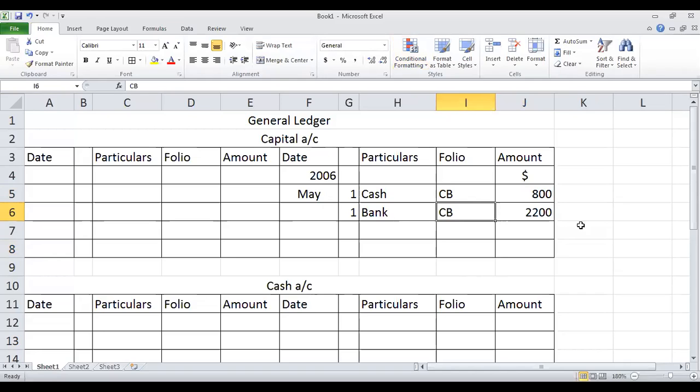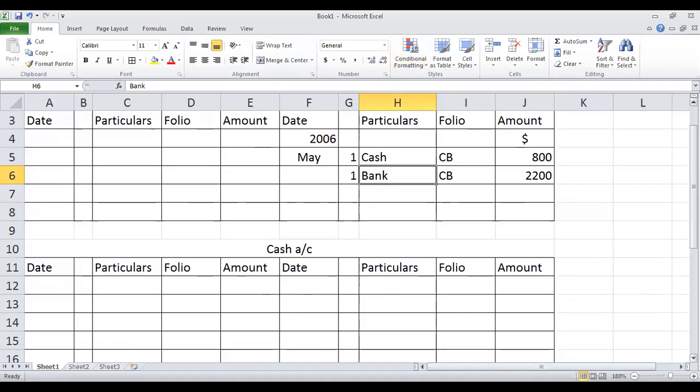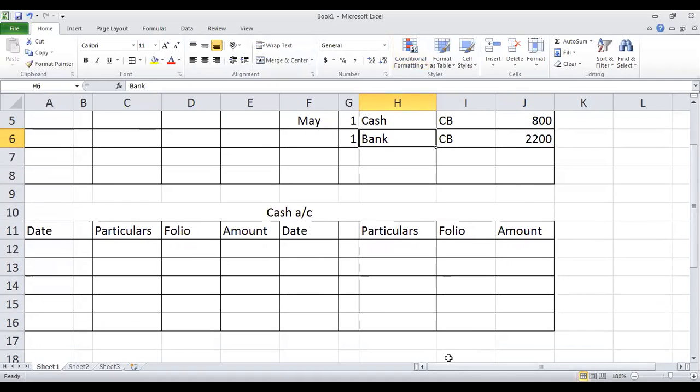All right. CB means cash book, where this would have been found or where it can be traced back to. So you can trace this back to the cash book, the transaction. So you'd have credited capital with cash and bank, now we debit cash. 2006, May 1. You write capital, for your folio to be CB again. And the amount is $800.